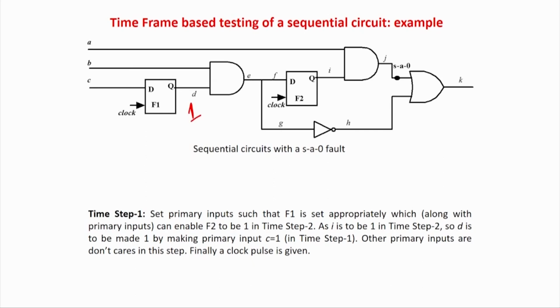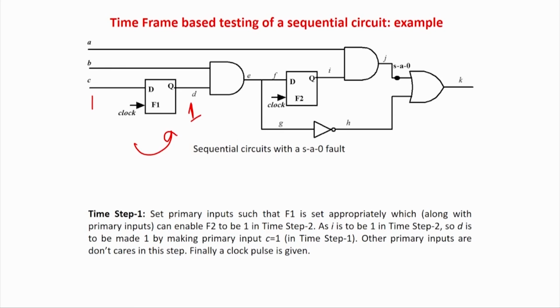But here ATPG will actually do some kind of extra steps which is called time frame expansion. So it says I require a 1 over here. So you have to make C equal to 1 and you have to apply a clock pulse. So that is the first time step you have to do. So there is extra computation at the level of computation of ATPG only. This has nothing to do with application.